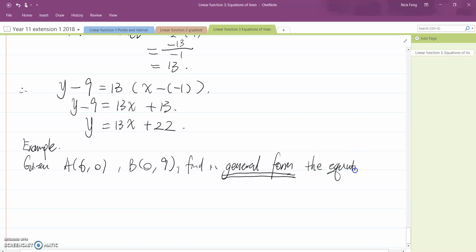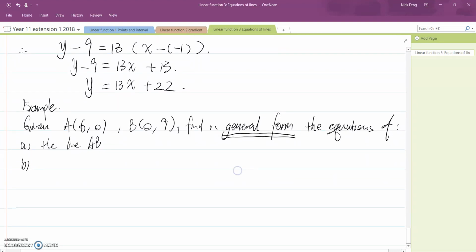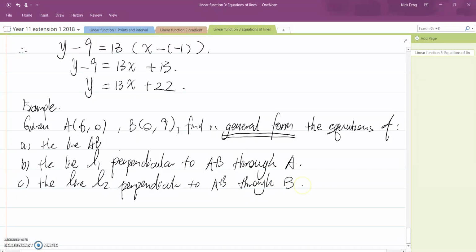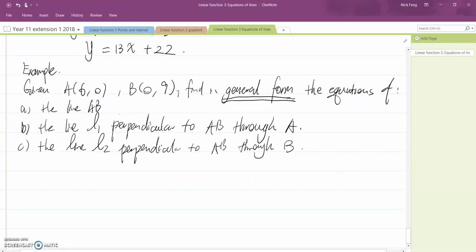Part A: the equation of the line AB. Part B: the line L1 perpendicular to AB through A. Part C: the line L2 perpendicular to AB through B. So we're going to use the given information to find the equation of each line.